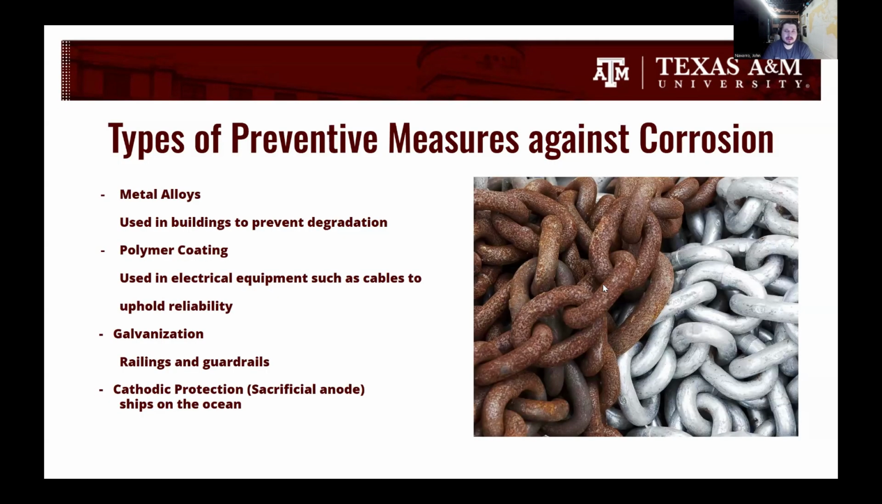Here are some of the types of measures we can take to prevent corrosion. 1. Using metal alloys to prevent building degradation. 2. Polymer coating for electrical equipment and components. 3. Galvanization for most types of rails and railings. And 4. Cathodic protection or sacrificial layers to prevent corrosion against direct sea contact, like the bottoms of ships.